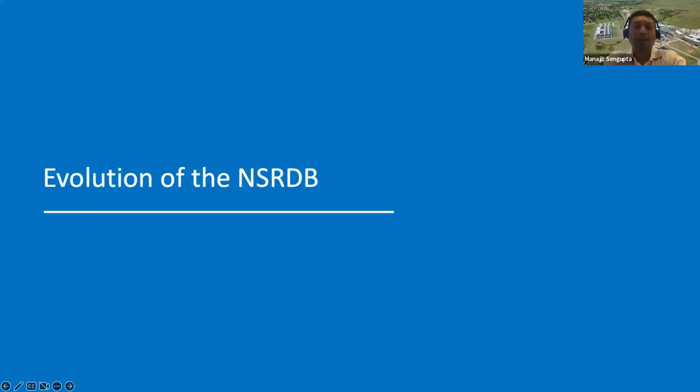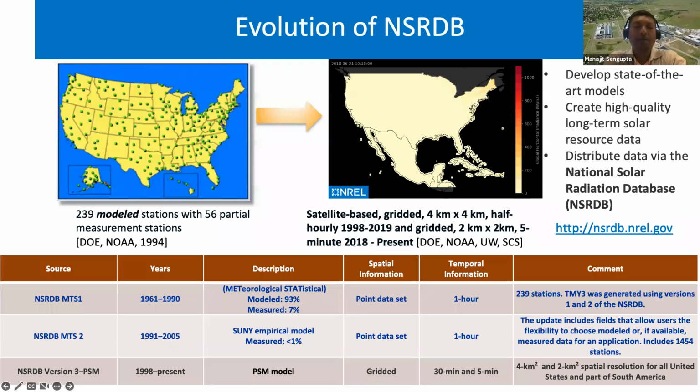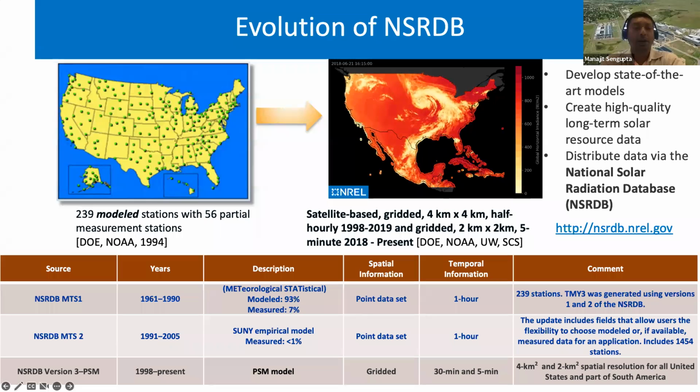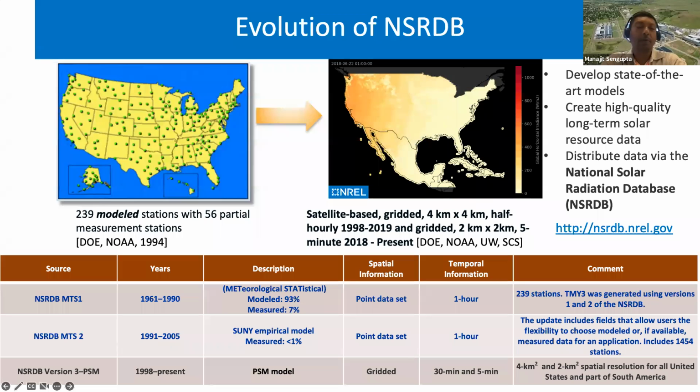Next slide. So the NSRDB was originally started in around 1994. At that point, there was no satellite data, and we used various ground stations. We did not have solar radiation though. It was other atmospheric data, and most of the data at those 239 stations were modeled.